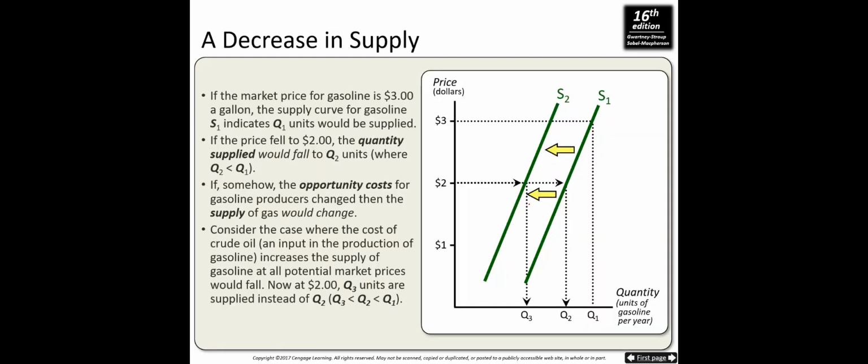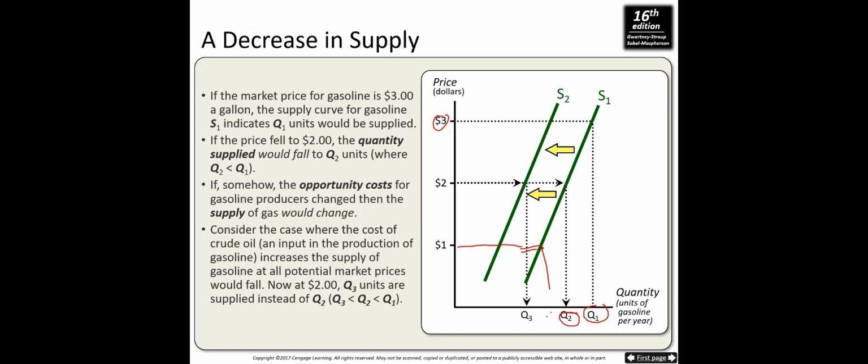If the market price for gasoline is $3 a gallon, the supply curve for gasoline, S1, indicates Q1 units, right? At $3, Q1 units are supplied to the market. When the price decreases to $2, then Q2 units. When the price decreases to $1, somewhere between Q3 and Q2. So, this is how we can see the impact of a change in price. You move along the curve, and you can see how much the quantity supplied changes.